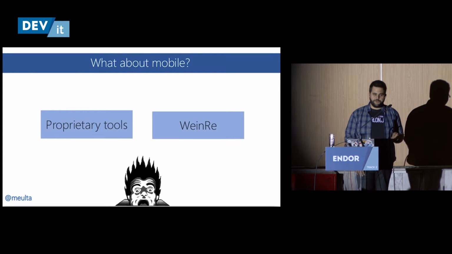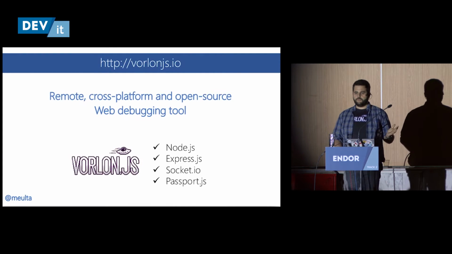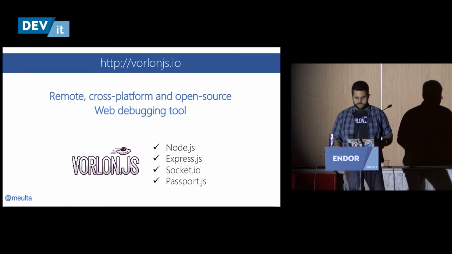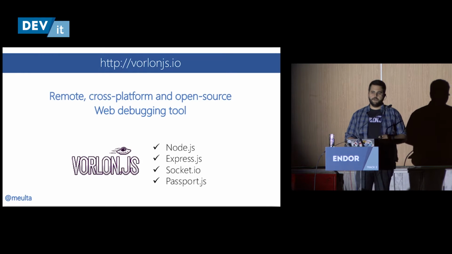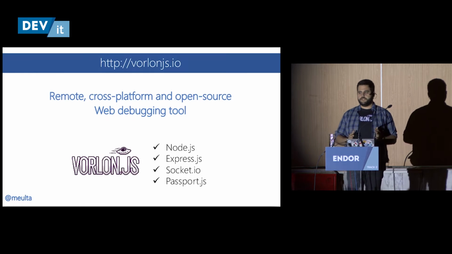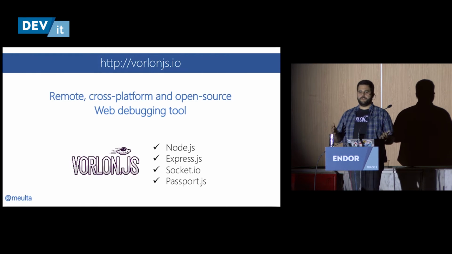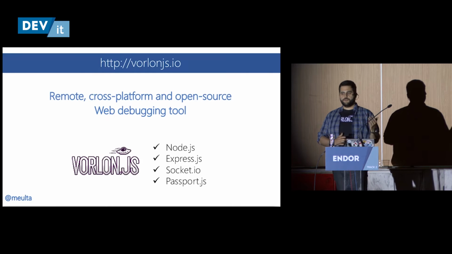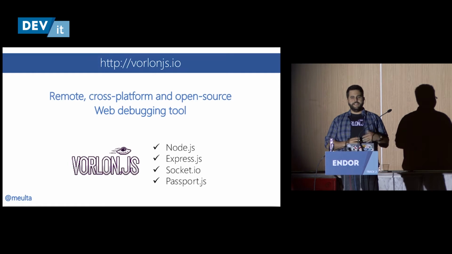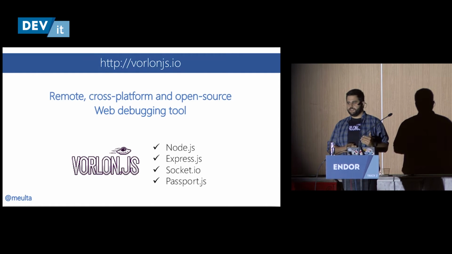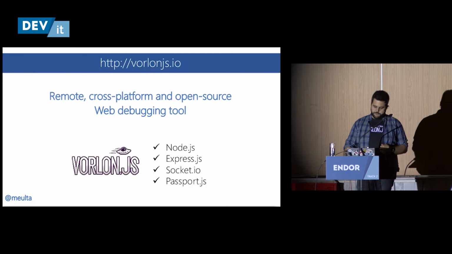So we created Vorlon.js. It's a remote cross-platform web debugging tool. We've done it using Node.js, Express, Socket.io, Passport for authentication, and stuff like this. At first, we designed it to help people debugging on mobile scenarios, but obviously it's working everywhere, so you can debug a website on your computer if you want, or you can also, and I'm going to show you that, inspect or remote debug Node.js processes where it's hard to do it.